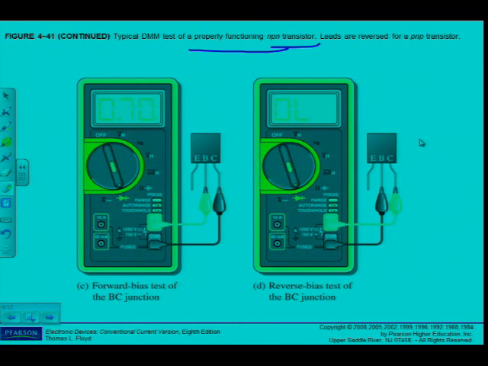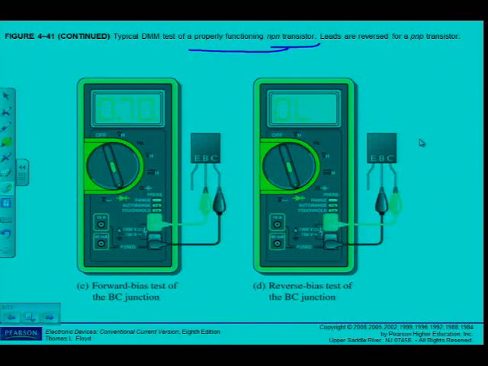Now, the same rule applies as for the diode. When a transistor is good and I test the base emitter junction and I forward bias it, it acts like a closed switch, so the resistance should be low, in other words the reading should be low. If it's functioning properly and I reverse bias it, it acts like an open switch, the resistance should be high, there shouldn't be any current flowing.